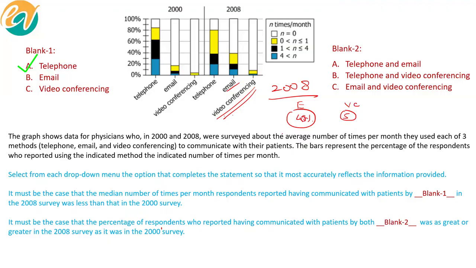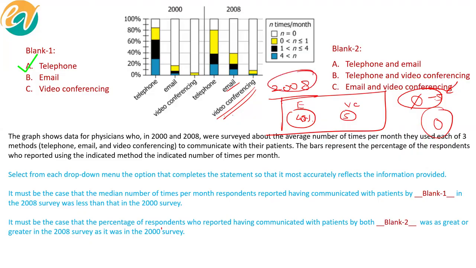So what's the minimum overlap possible between these two? 0%. Agreed? And what's the maximum overlap possible? 5%, right? 5 is the maximum, correct? So in other words, a maximum of 5% physicians in 2008 used both email and video conferencing. Maximum of 5, correct? So this is the perspective that we are looking at.